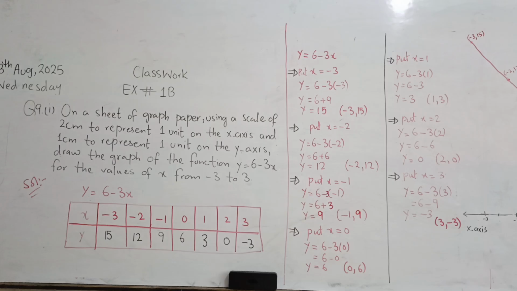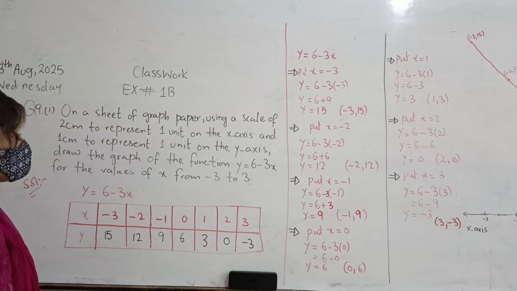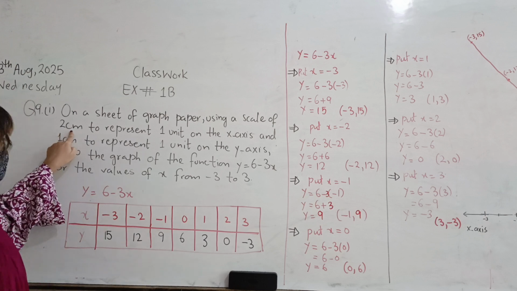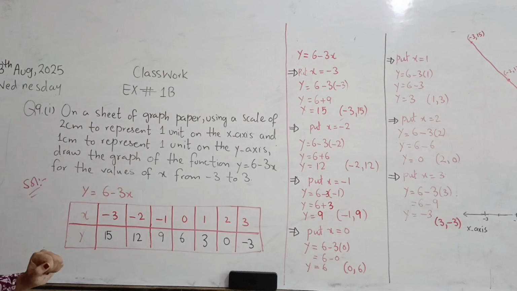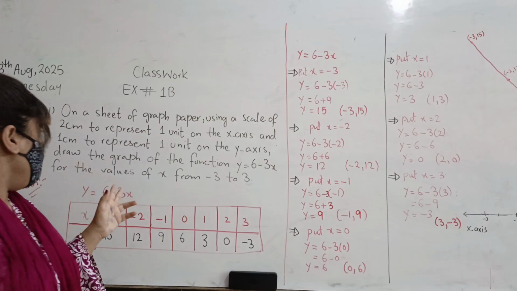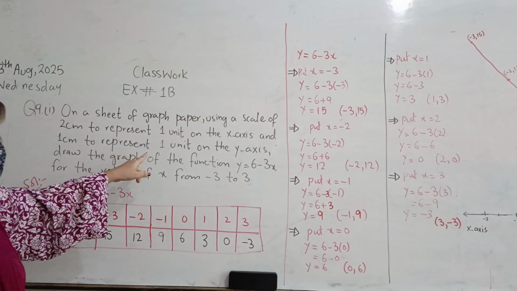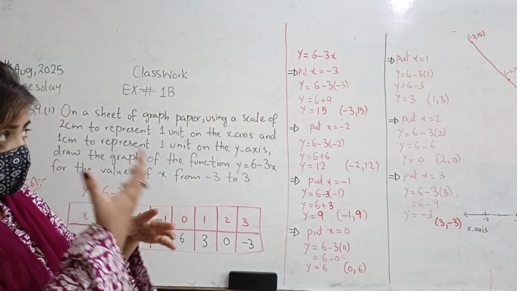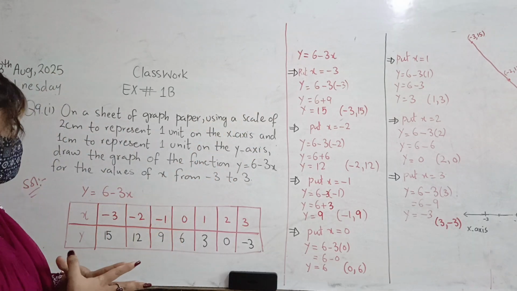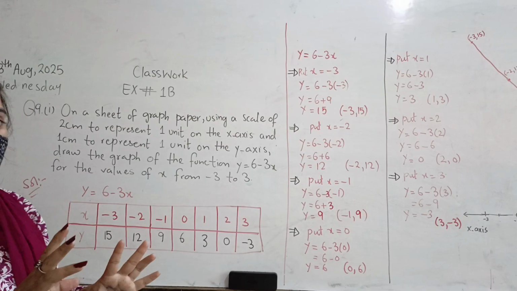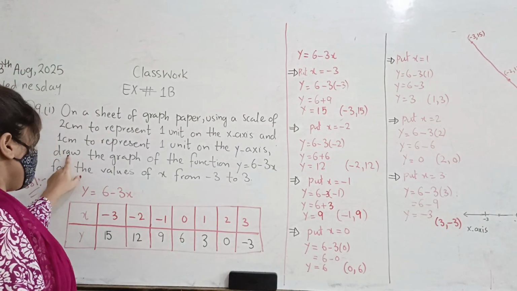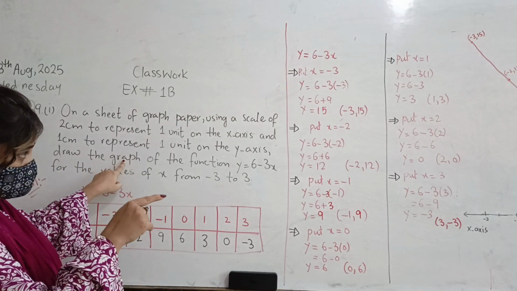So what is written? On a sheet of graph paper, using a scale of 2 centimeter to represent 1 unit on the x-axis and 1 centimeter to represent 1 unit on the y-axis. I will explain it when I draw on the graph. I will tell you what it means. We have to use centimeter graph paper.